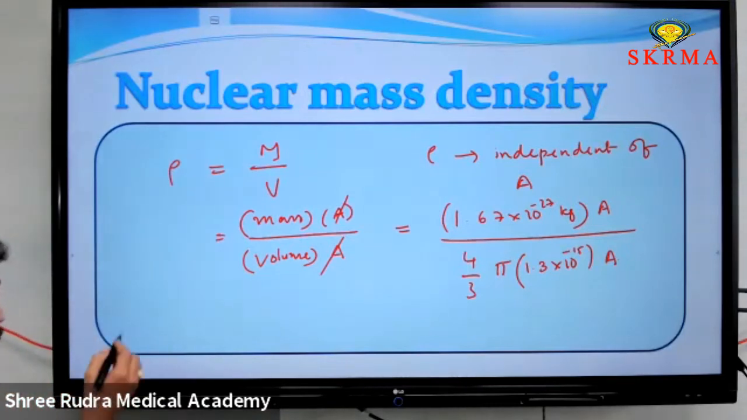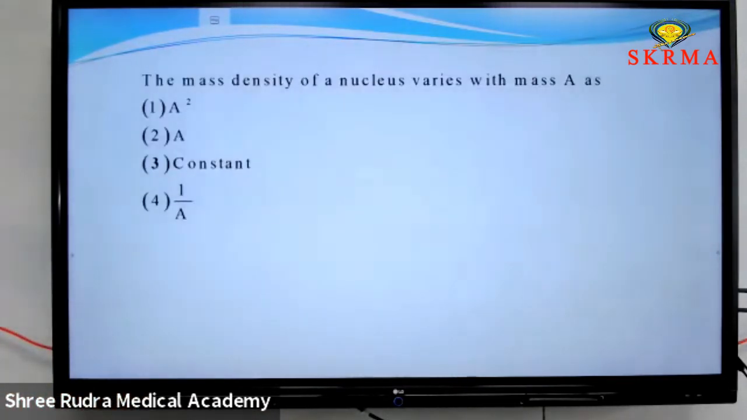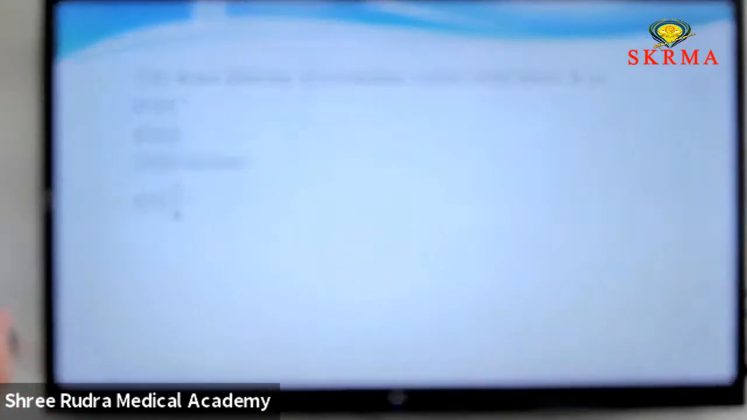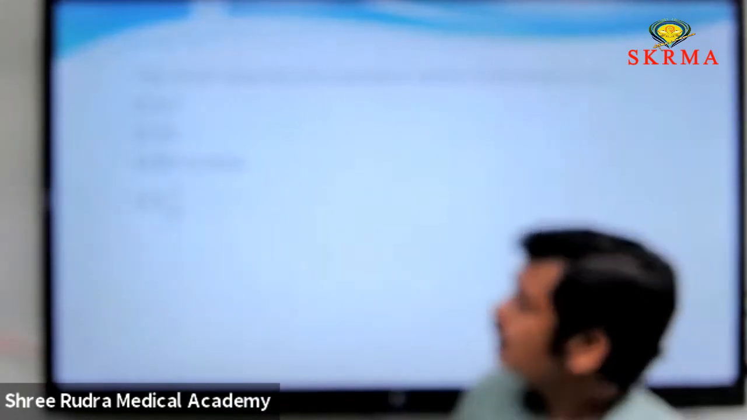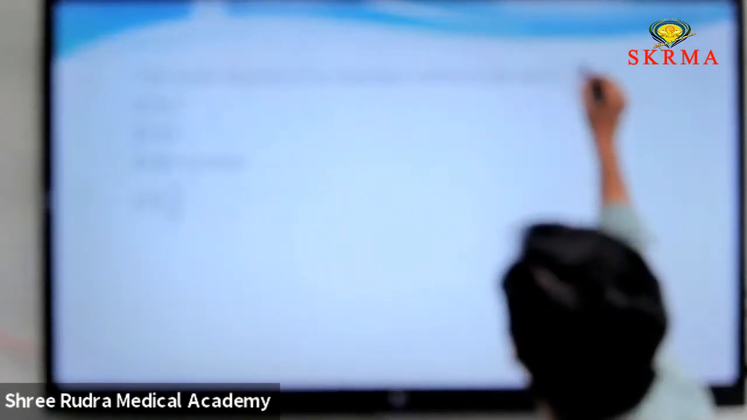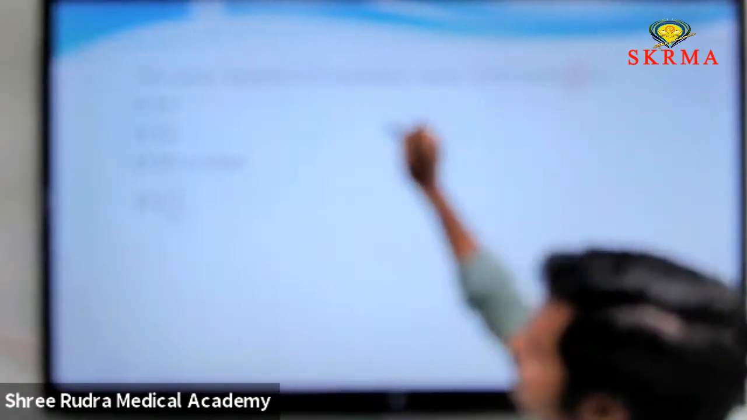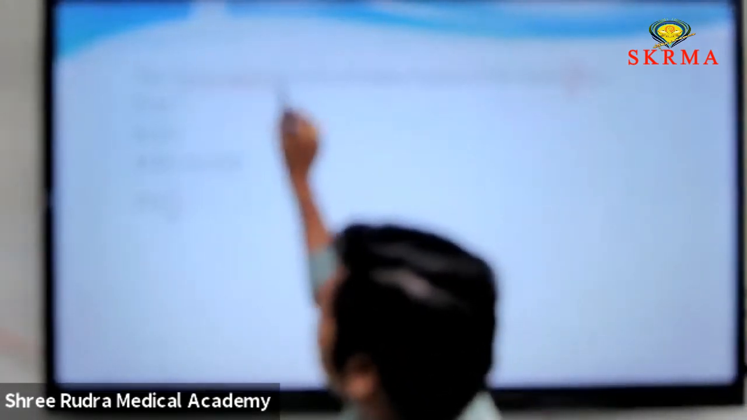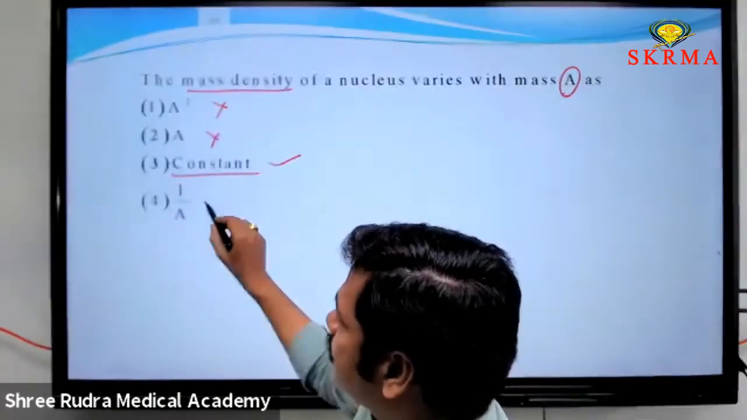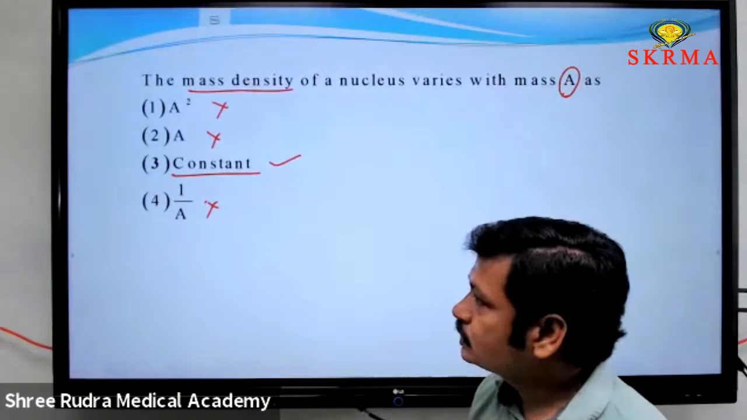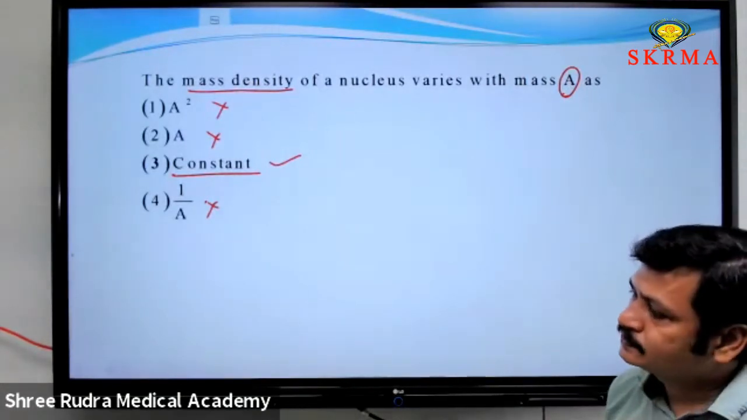Let us see a question based on this density. This is also a previous question in the NEET examination. The mass density of the nucleus varies with mass number A as. How does density vary with A? That is the question here. Here the density does not depend upon A, so the mass density is constant. It does not depend upon A square or 1 by A. That's why the correct option is 3.